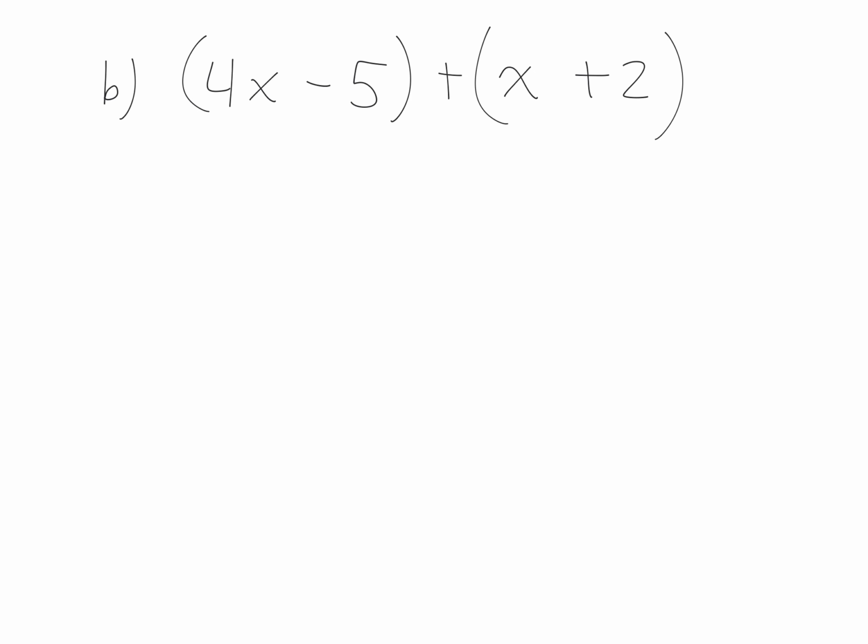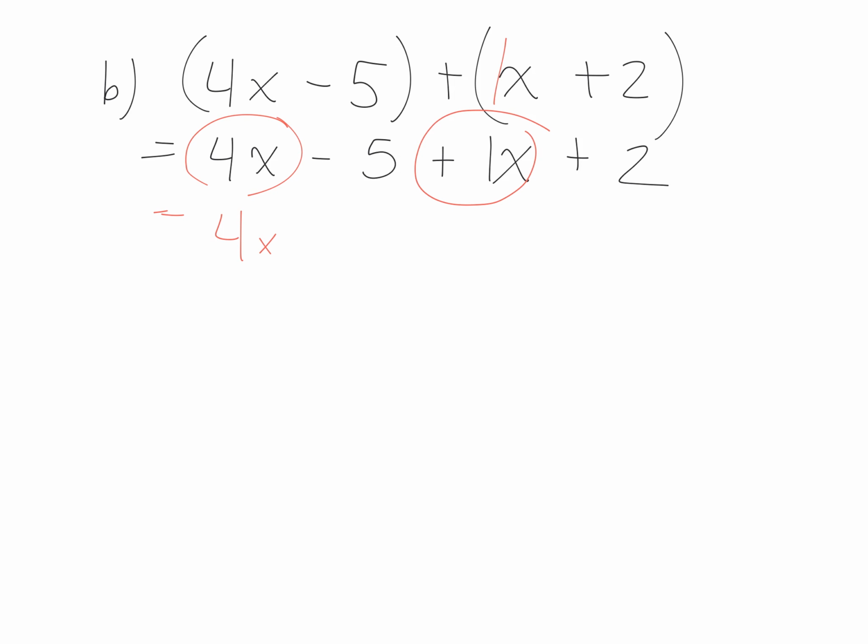So the first step is to just get rid of the brackets, okay? I have 4x, take away 5, plus I have a 1x, so we can put a 1 in front of that, right? Plus 2. It's easy when we add because we don't have to change any of the signs, and I'll talk about that later. Now I'm trying to group all my like terms together. Do you have terms that have x in it? I have a 4x, and I can group that with a positive 1x, right?